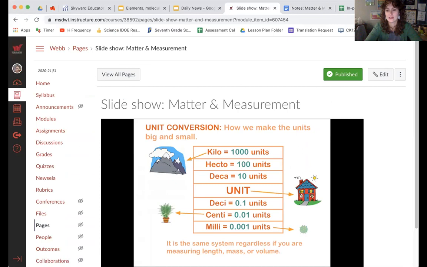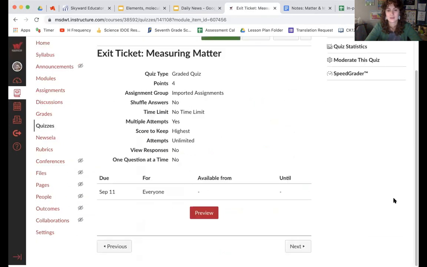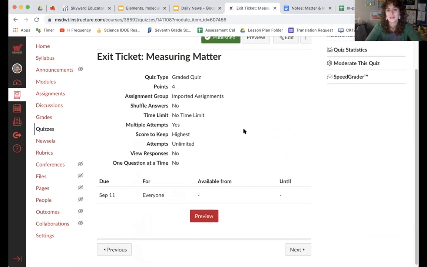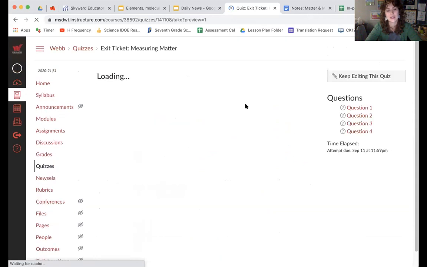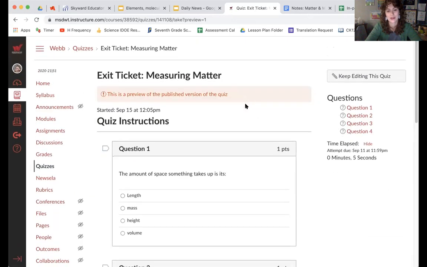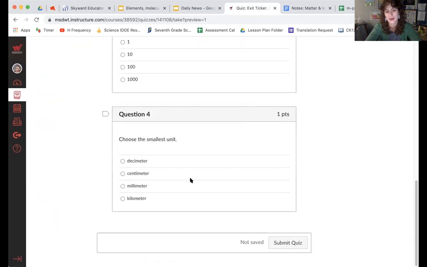All right, so last but not least, you have an exit ticket today. So use your notes that you still have open and answer these 4 questions, and I want you to get them all right, because the number that you get right is what goes in the grade book. So take your time and submit when you know that you're absolutely correct. Good luck and thanks for watching.